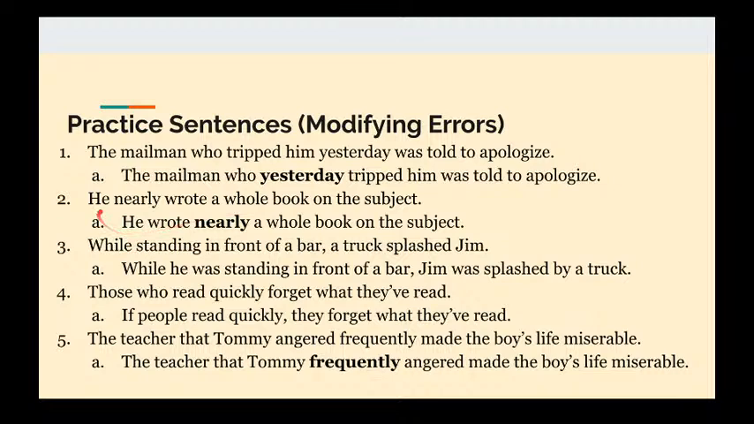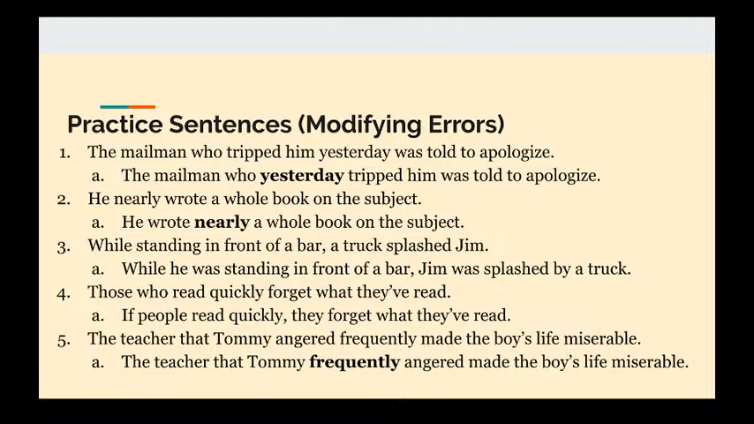Sentence number 2, he nearly wrote a whole book on the subject, can be changed to, he wrote nearly a whole book on the subject. So we changed the placement of the word nearly to after wrote rather than before, changing the sentence to say he wrote nearly, so almost an entire book, not he almost wrote a whole book. So the corrected sentence is saying he already wrote or started writing. Here it's saying he almost wrote or started writing this whole book.